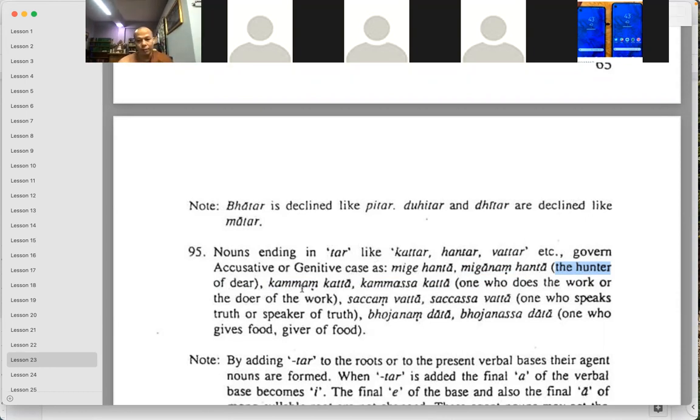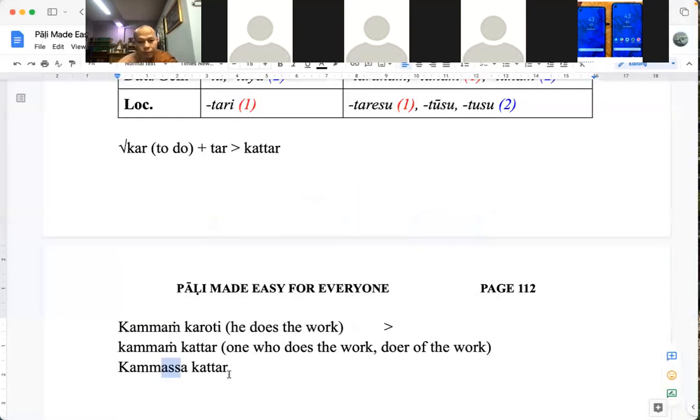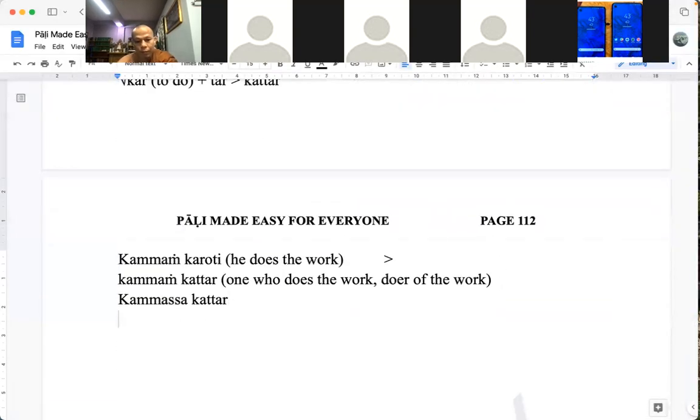So the same way here, kanman kata or kamasa kata. So one who does the work or the doer of the work. So both genitive case and accusative case. The same way, satyan wata, the speaker of the truth or one who speaks the truth. So satyasa wata, that wata is from the root wad, and the dar. So wad becomes wata, with dar in this way.